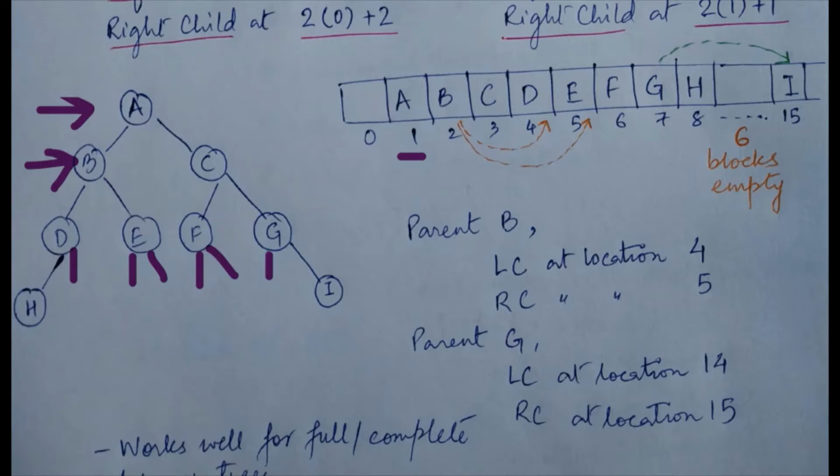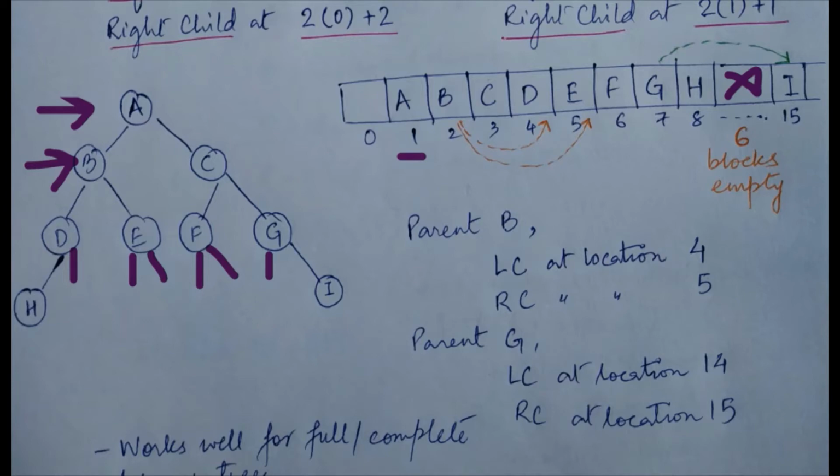So 1, 2, 3, 4, 5, 6. There have to be space left out for 6 nodes, and then I will be at 15 because the parent of I is G and I is the right child of G. So 2 into 7 plus 1, which is 15.